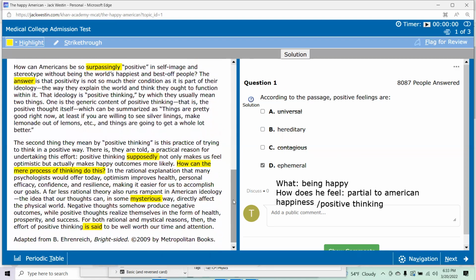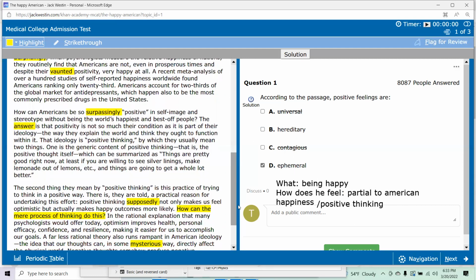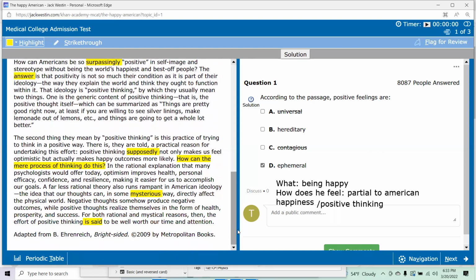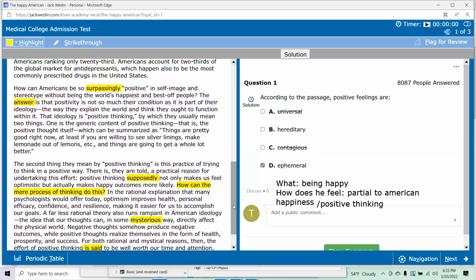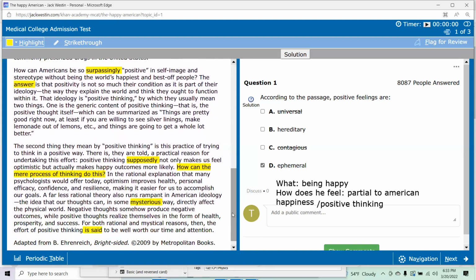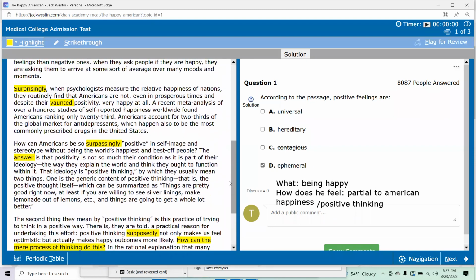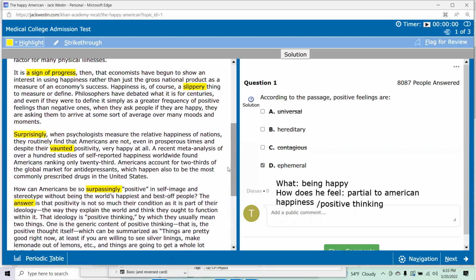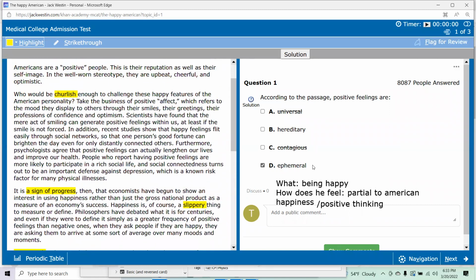I will tell you that ephemeral means short-lasting. It's almost like ghostly, like in a flash. So in this case, do you think ephemeral lines up with how he felt about positive feelings and positive thinking? Damn, I don't think so. Okay, so let's cut ephemeral.